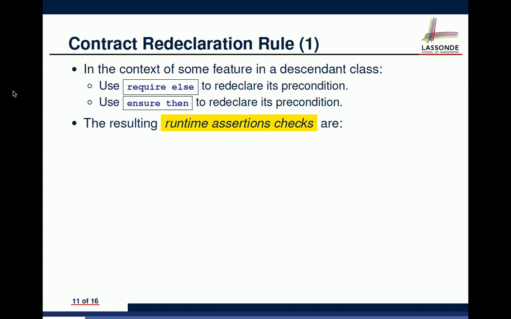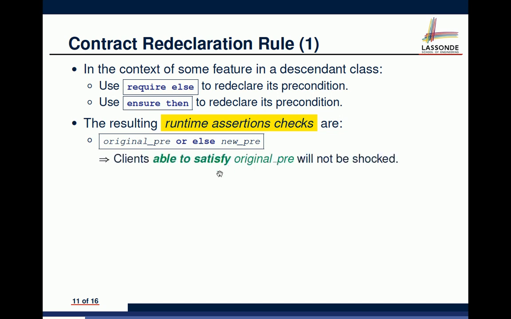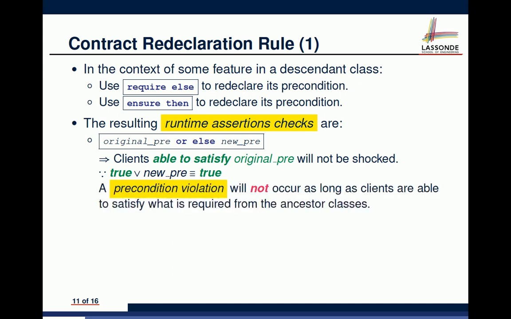When you have runtime assertion checks, what I call the original simply means the precondition from the parent, or else the precondition in the child class. As long as you can satisfy the original one, it's guaranteed that everything is satisfied. Think about this rule: if you already satisfy the parent's original precondition, that part will be true, and true or anything will just be true. That's why we just pass. You can link this to the example we just talked about. So the precondition violation will not occur as long as you're able to satisfy the precondition from the ancestor.